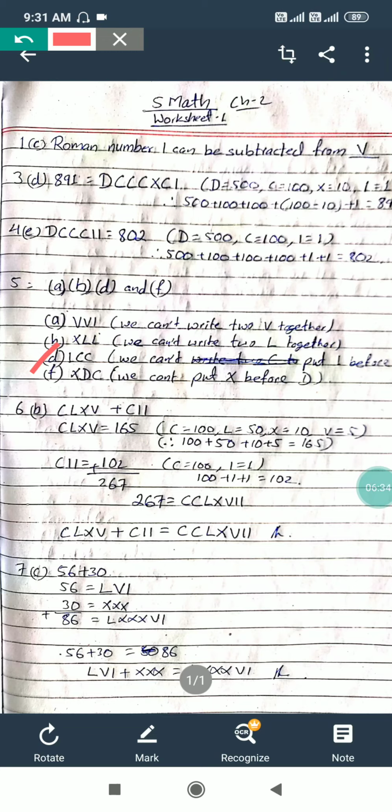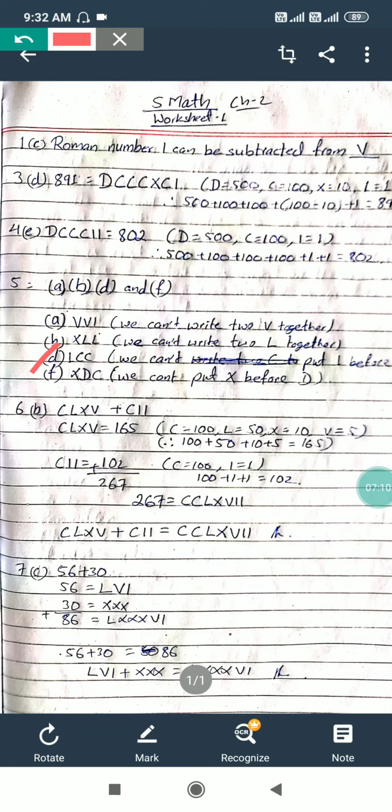Now we will move to question number 6. What is the question asking? Find the value of the following using the Roman numerals. So 4 questions are given, A, B, C, D. I have done one for you. Question number 6B. 6B is asking CLXV plus CII. According to the rules, we have to put the Hindu-Arabic number against the number.